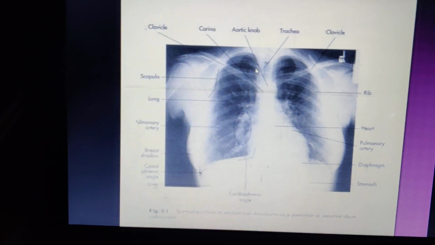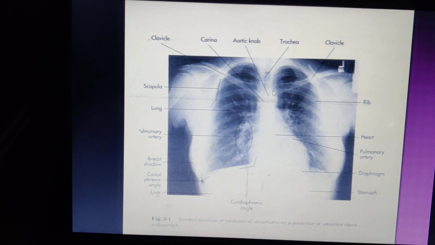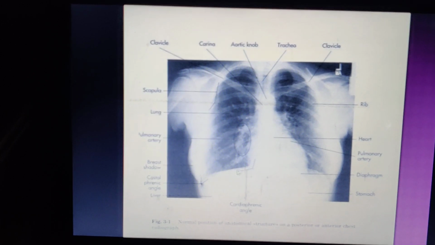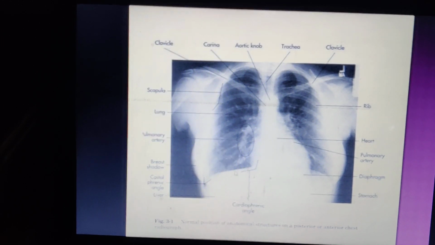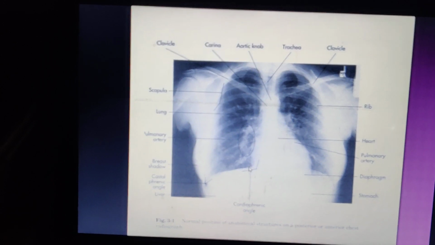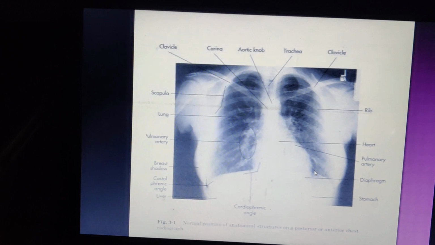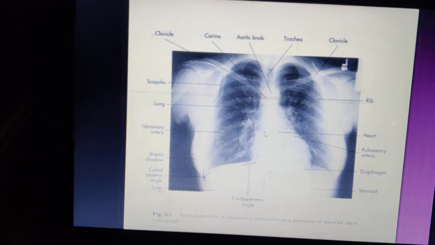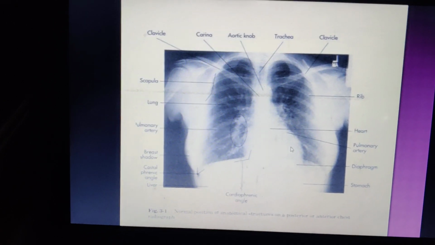It is indicating the trachea, presence of air here, middle end of clavicles. This is the cardiophrenic angle. This is the costophrenic angle, relation with the diaphragm and the costal ribs. And here the cardiophrenic means heart and the diaphragm. Cardiophrenic. So here are the ribs, heart and pulmonary artery and stomach.